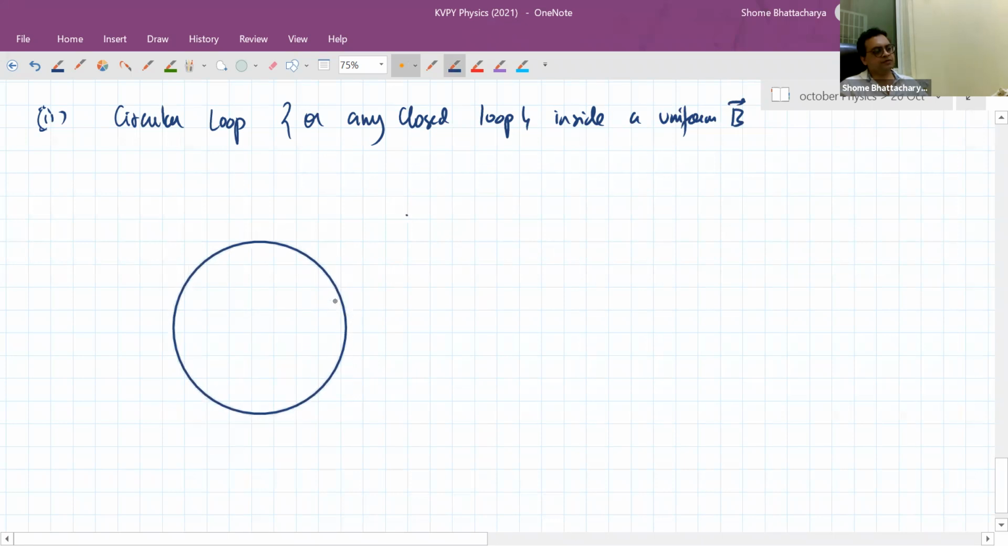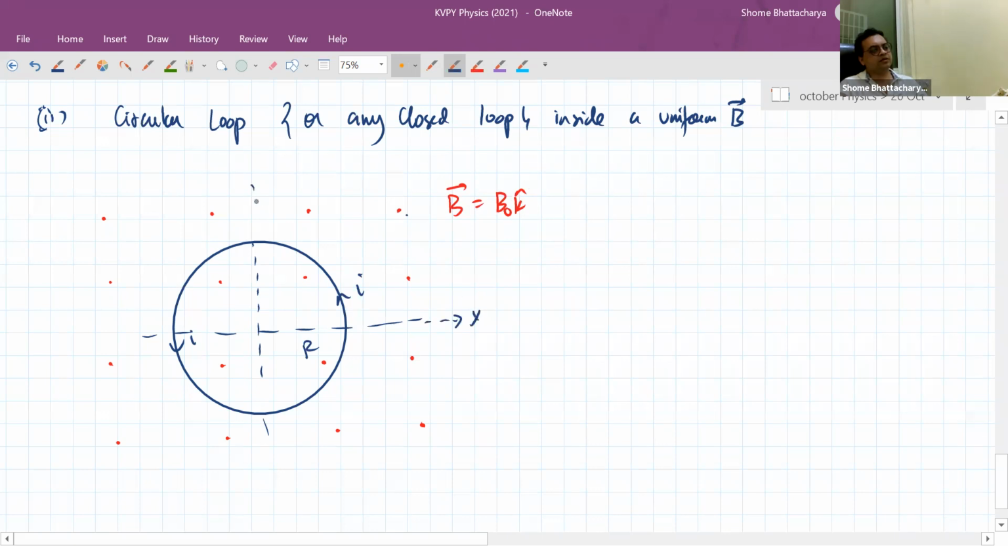So suppose we have a loop carrying anti-clockwise current, radius r and all that. And this is inside a magnetic field, let's say coming out of the plane. A uniform magnetic field coming out of the plane. Coming out of the plane is represented by a set of dots. So we have a uniform magnetic field coming out of the plane, if we are taking this as our xy plane.